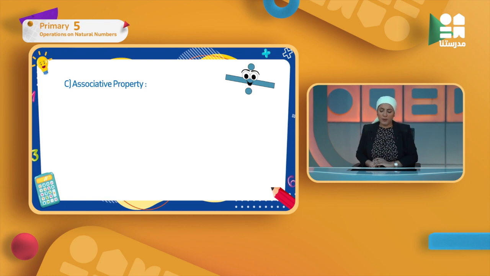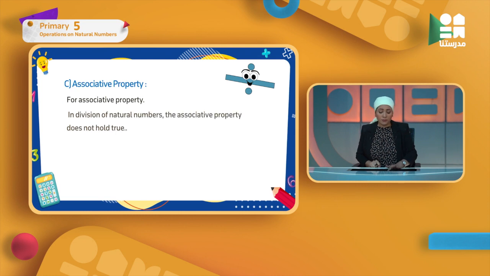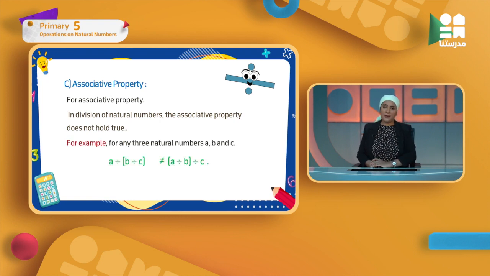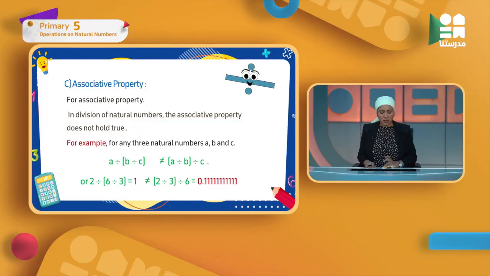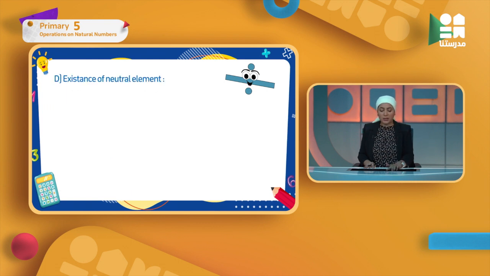Now, the associative property. For associative property, it's also not applicable in division. For example, if I have the three numbers a, b, and c, a divided by b divided by c is not equal to a divided by b, then divided by c. Example, 12 divided by 6 divided by 3 is 1 because 6 divided by 3 is 2 and 2 divided by 2 is 1. It's not equal to 12 divided by 3 divided by 6 because the other one, the answer will be 0.1 and so on. So it's not equal.